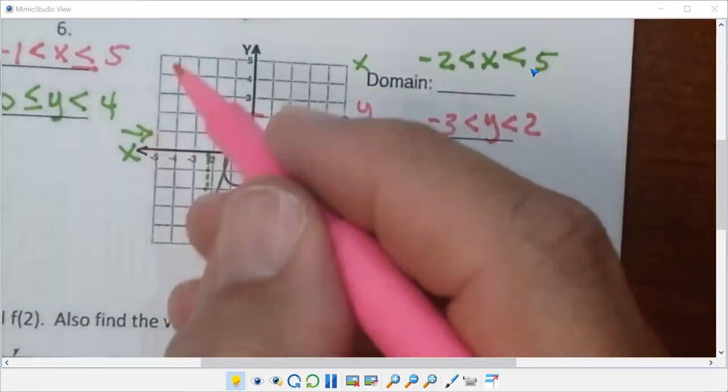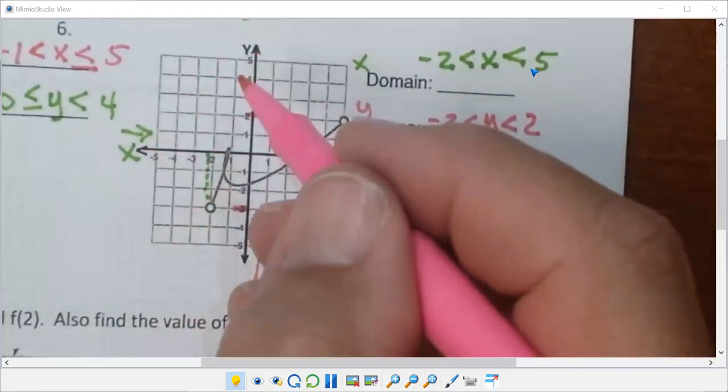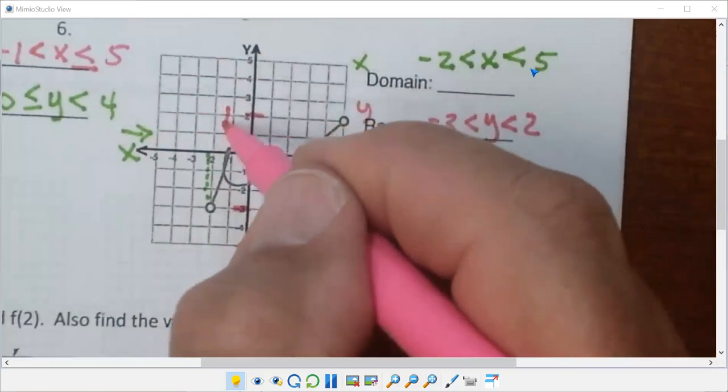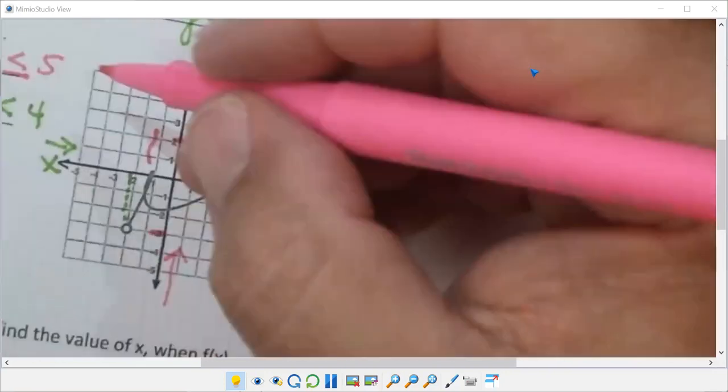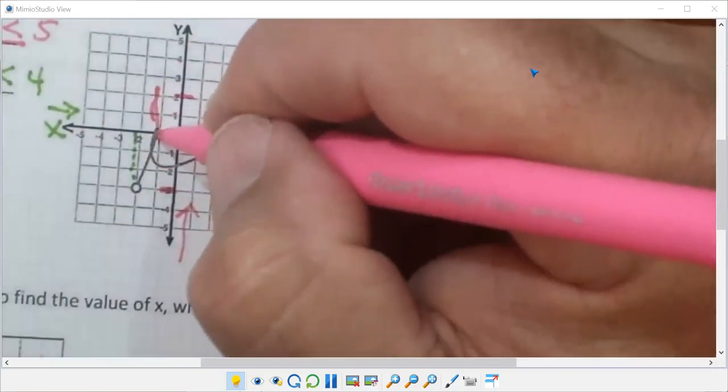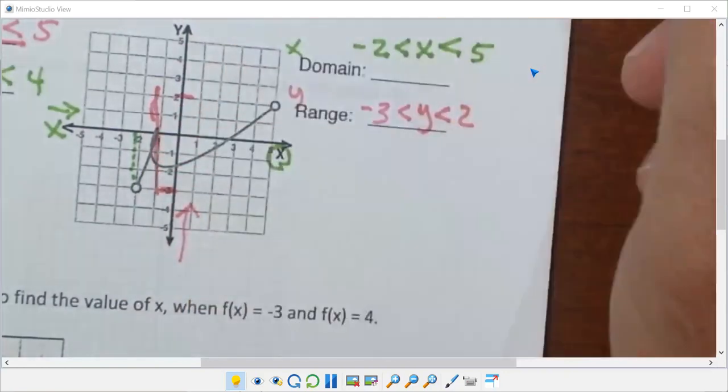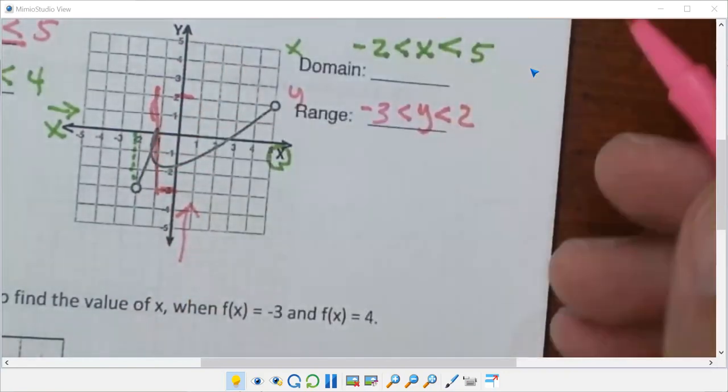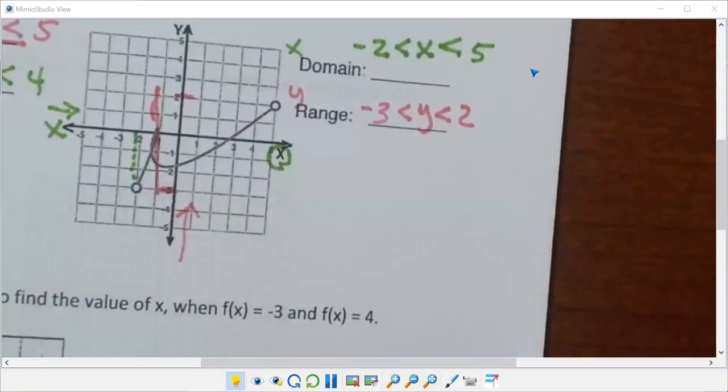If I was to draw a line here for the vertical line test, this would fail the vertical line test, because if I draw straight, I'm going to hit it more than one time there. See how you hit the line more? So this would not be a function, okay? It's the way we're drawing it, the way the line touches.